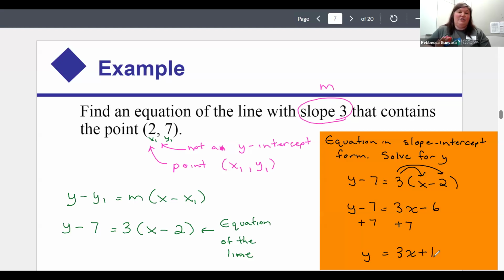And I would always suggest that when you do this, just check. So we know that this point is supposed to fit in there. So what I'm going to do is replace my x with the 2 and see if I get a 7 back.